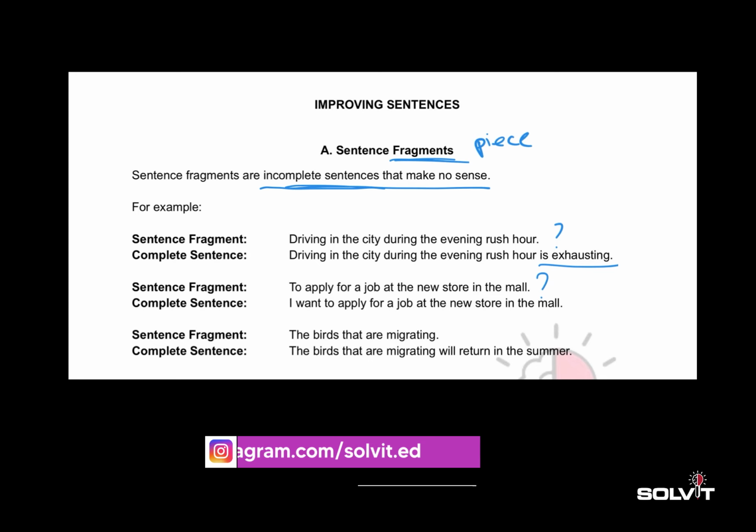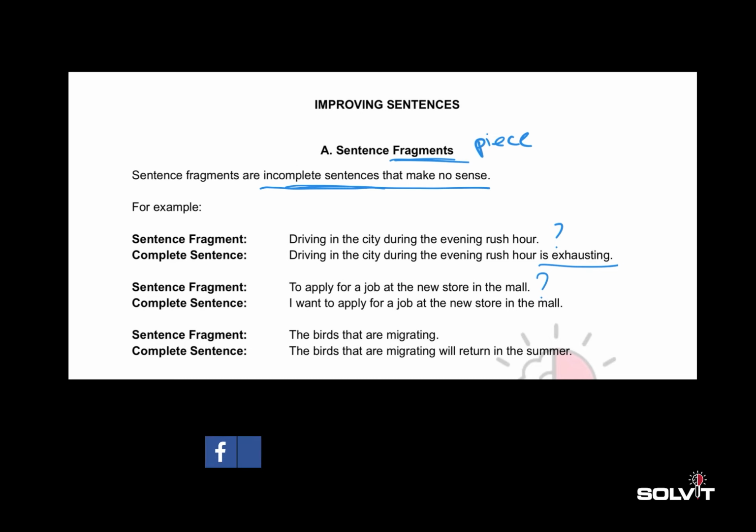Now let's look at the third one: the birds that are migrating. Again, what about the birds that are migrating? What happened to them? Right? So a complete sentence would be: the birds that are migrating will return in the summer. Right? So by adding this additional piece of information, we are making the sentence complete and we are making the sentence meaningful, right? We're trying to send a point across.